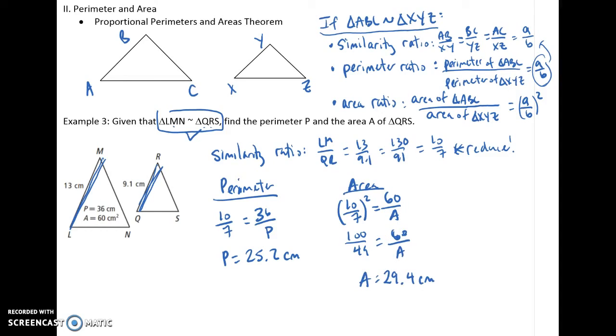So if you did all of your math correctly, hopefully you got 29.4, and notice something is wrong with this answer. What do I have to add to that centimeters? Well, I have to add that square because area is units squared. All right, so please be aware of that. I will be really picky and check for your units.